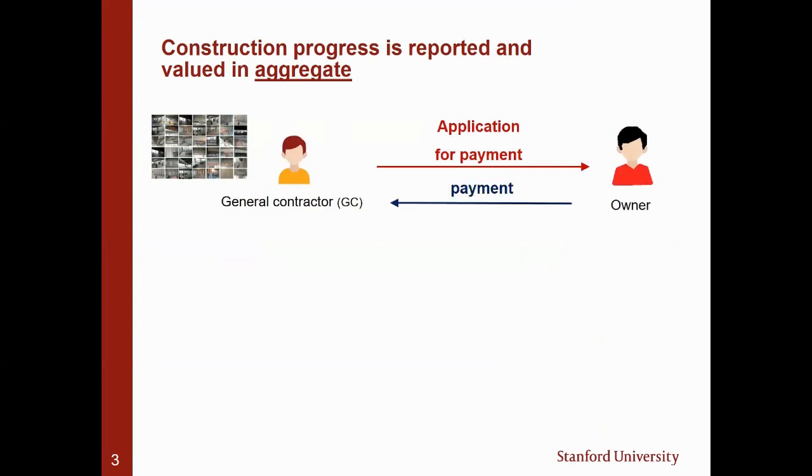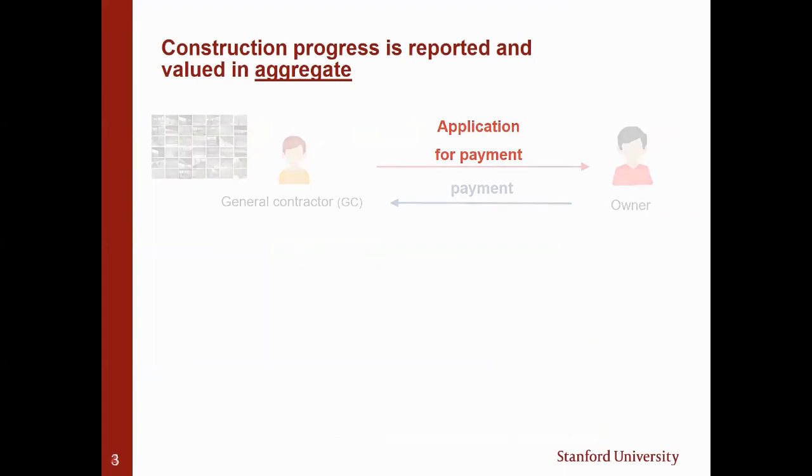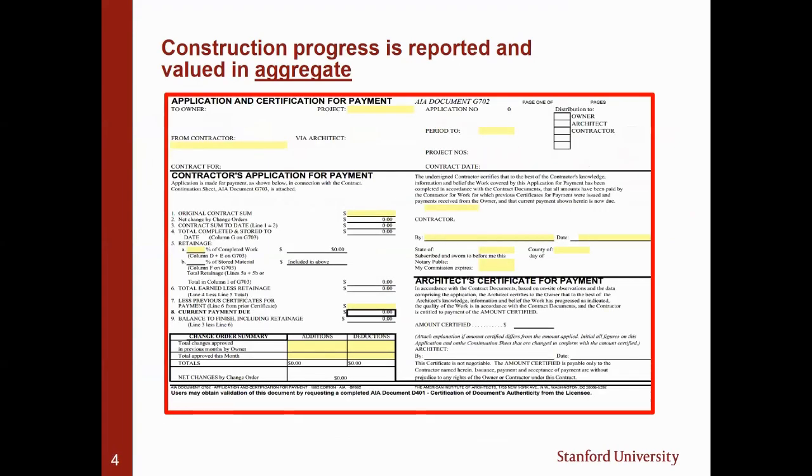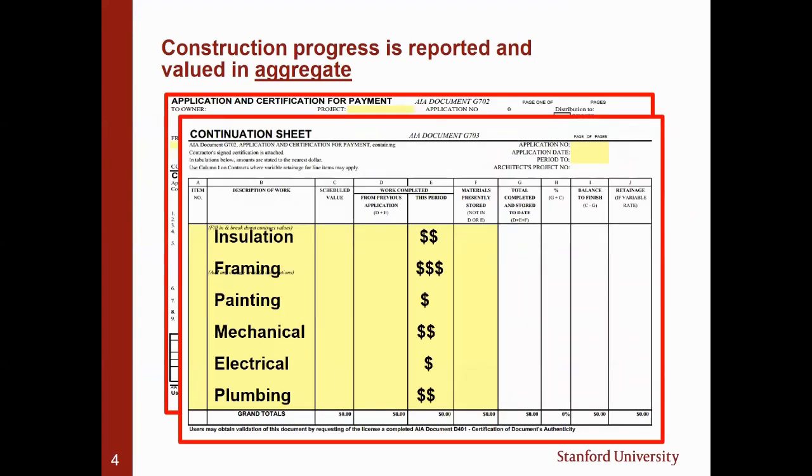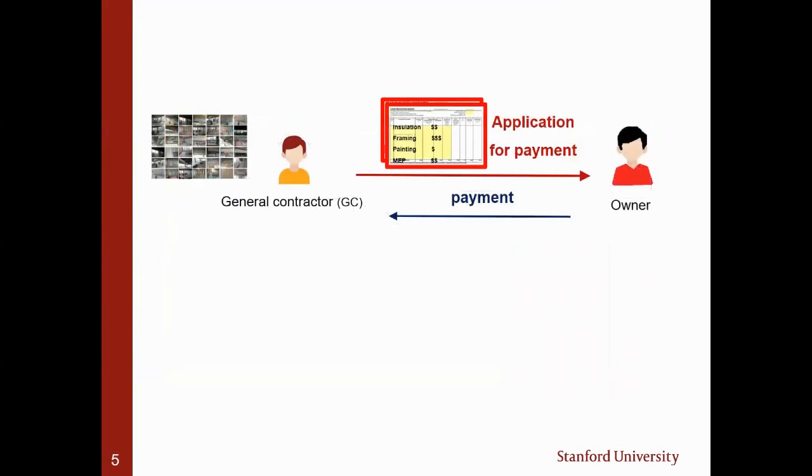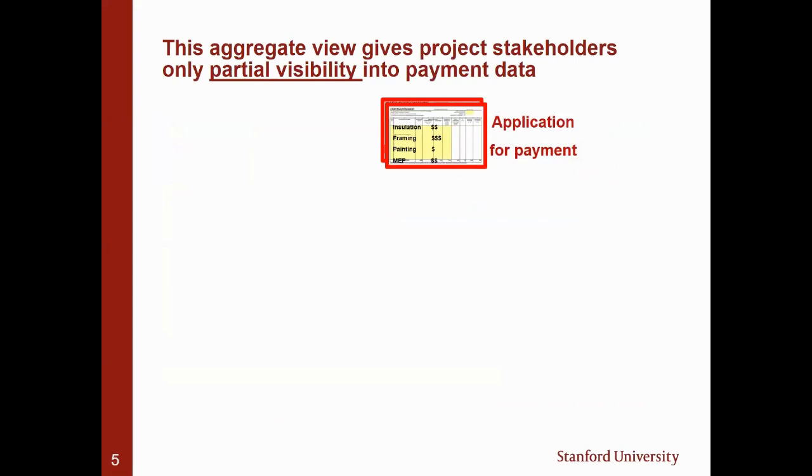What do they look like? Well, here's one example of a payment application. You would have all the valuations of work, so for example, in this case, installation, framing, and so on and so forth, for the month of June. You would do that every month. So you make observations, you aggregate, you submit to the owner. The problem is this aggregate view only gives you partial visibility into your payment data.